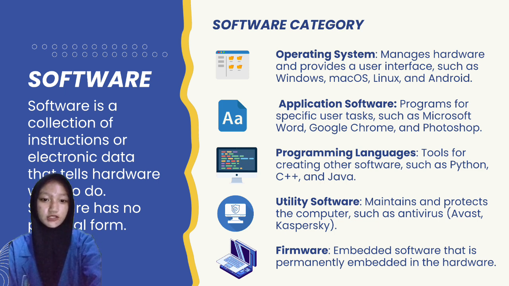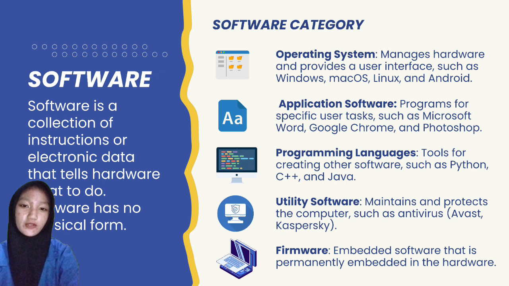Programming language, tools for creating other software, such as Python, C++, and Java. Utility software maintains and protects the computer, such as antivirus, Avast, and Kaspersky. Firmware, embedded software that is permanently embedded in the hardware.